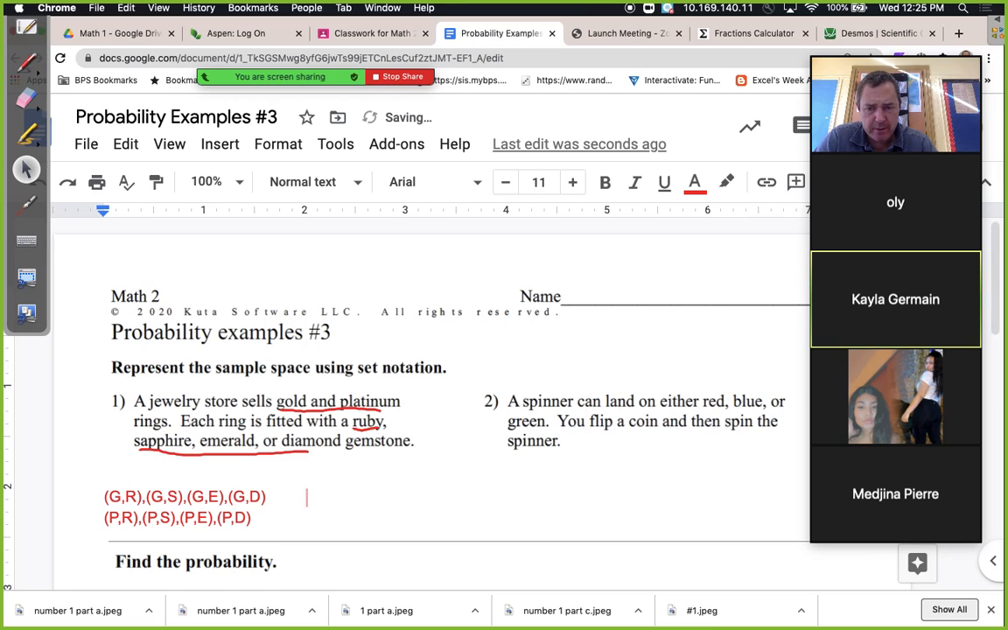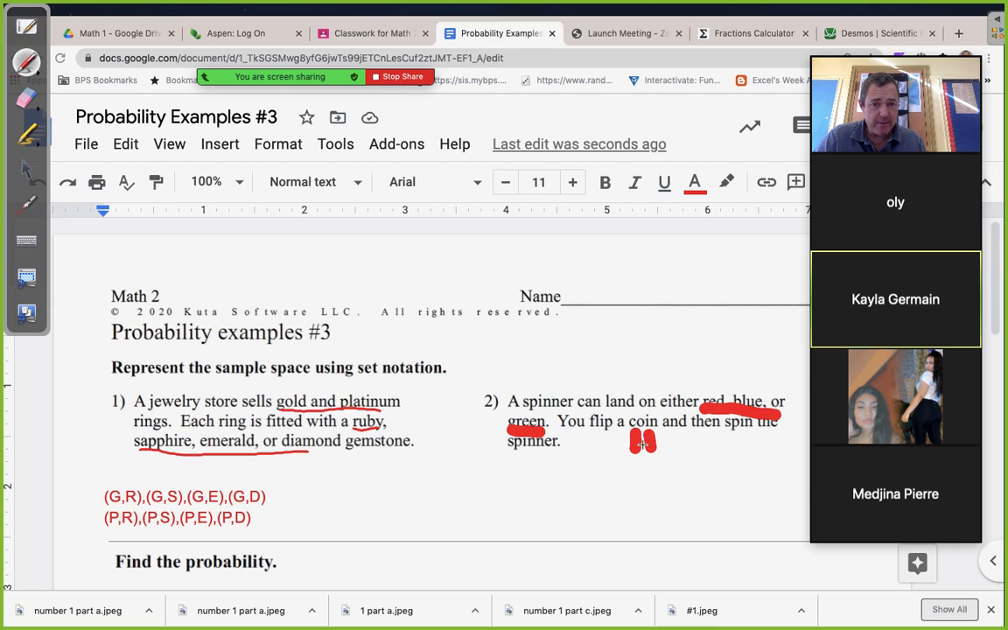Let me show you another one and see if we understand or don't understand. A spinner, you can land on either red, blue, or green. So there's 3 things I can get on the spinner. Red, blue, or green. And I can flip a coin. A coin basically has heads or tails, right? So what could happen? What's my total sample space?